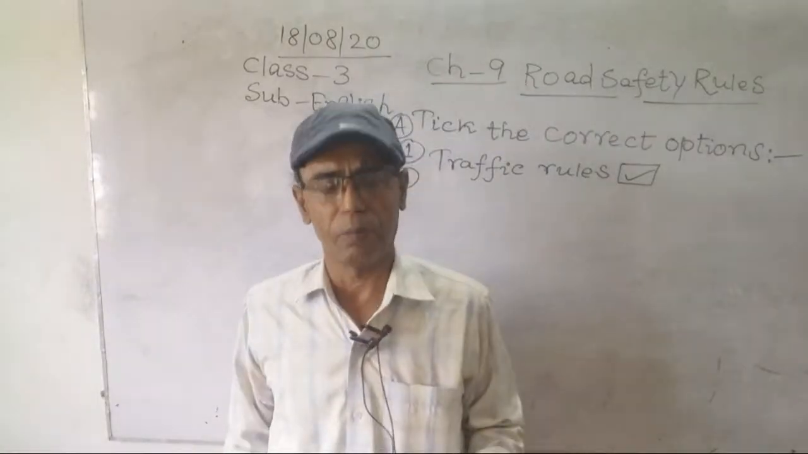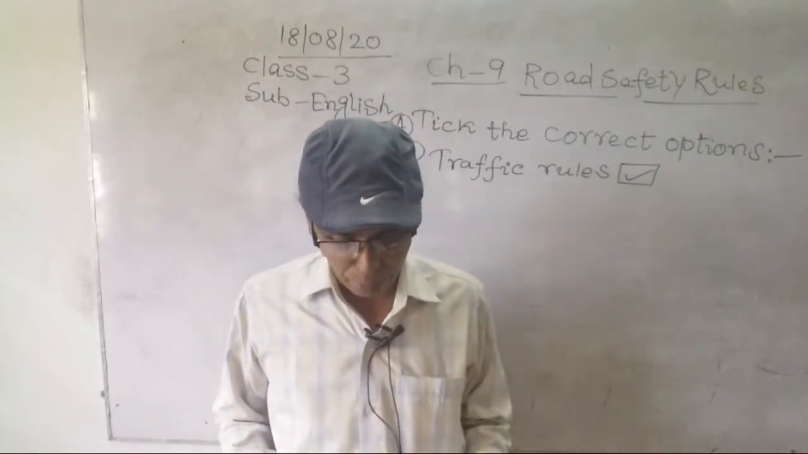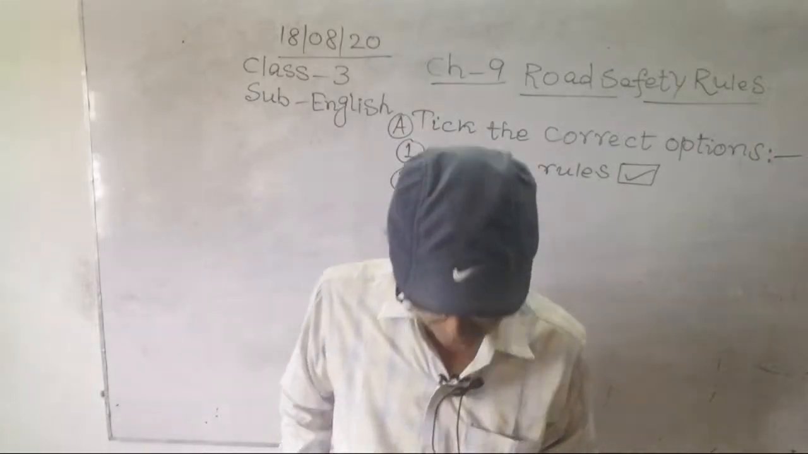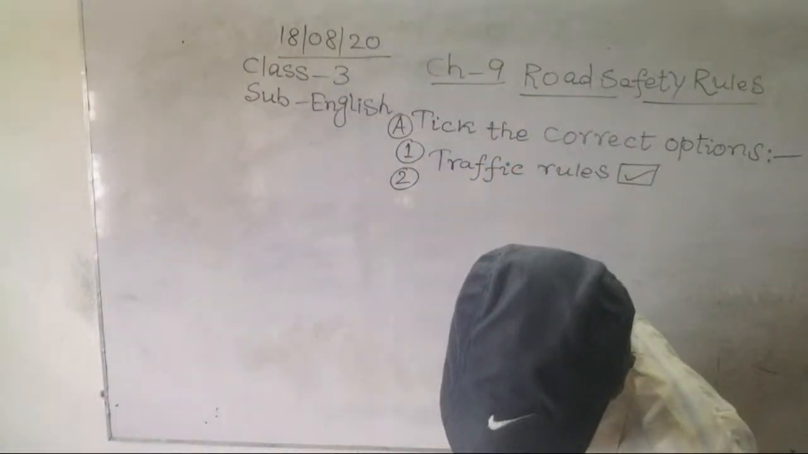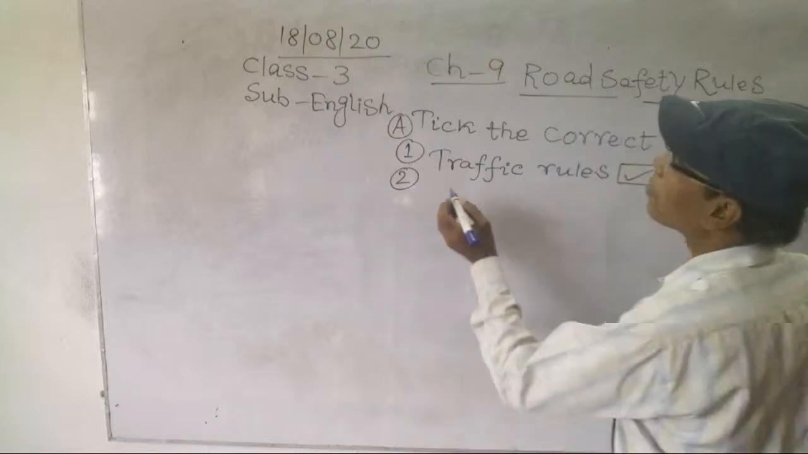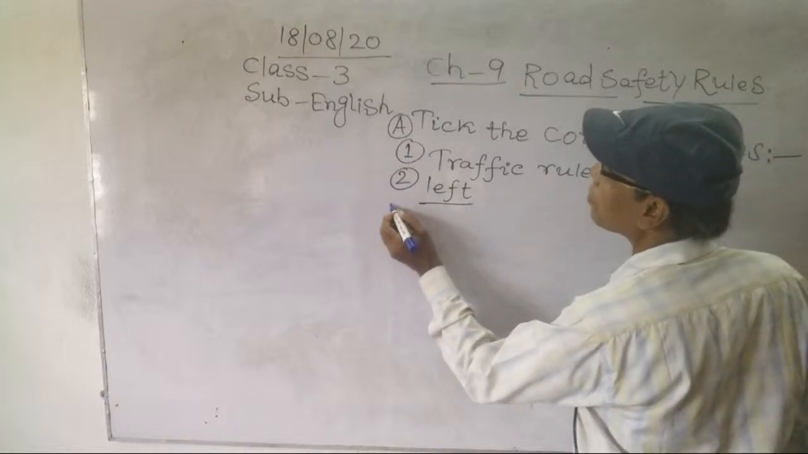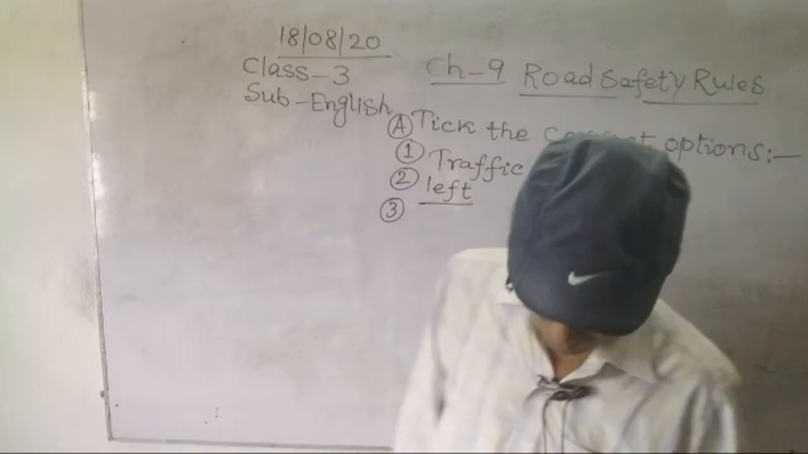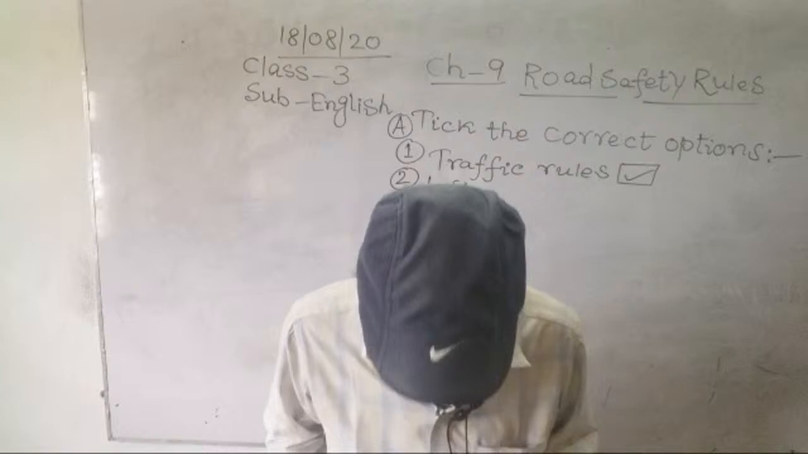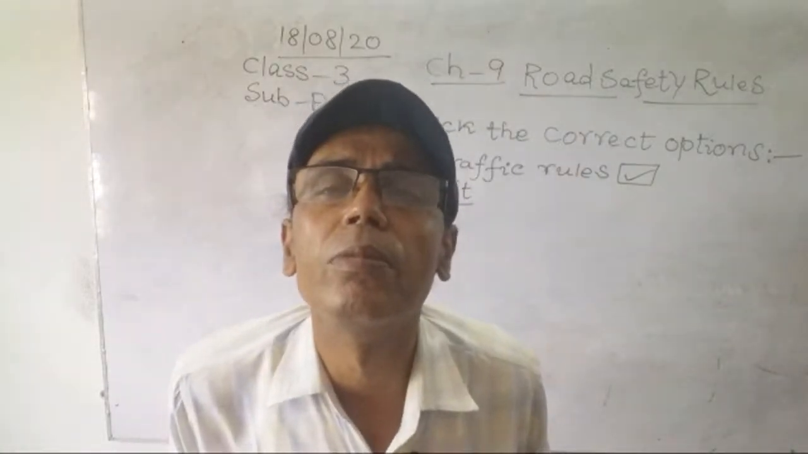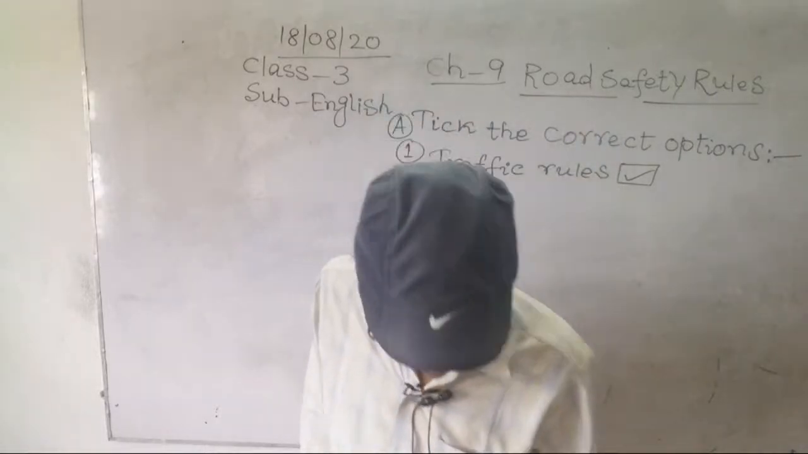Number 2. Walk always on the left side of the road. Options are left, right, middle. The correct answer is left. Number 3. We should not run along the road. Options are run and walk. Answer is run.